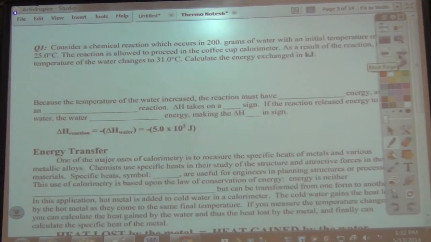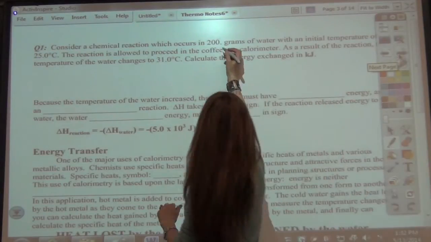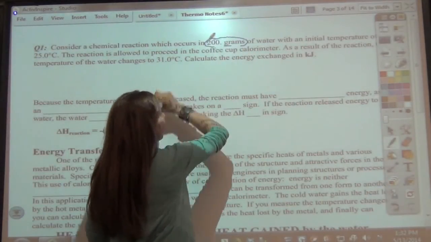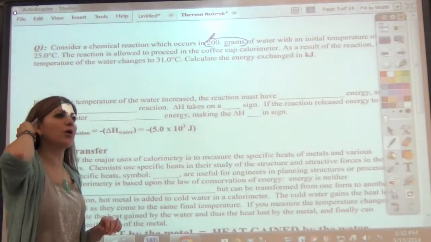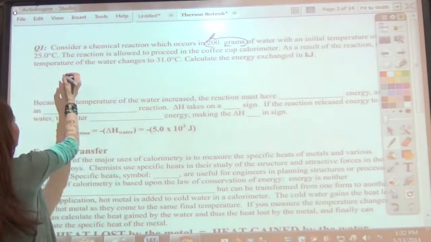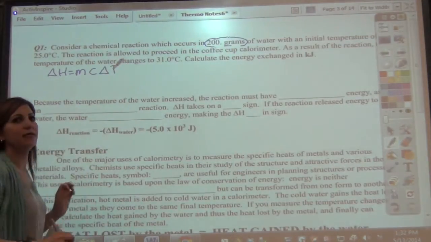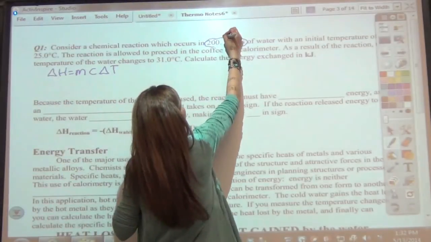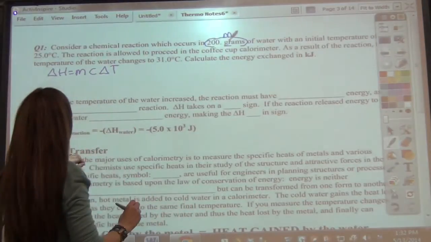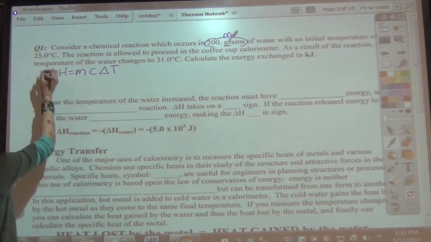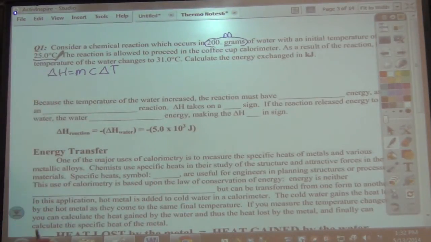Okay, let's just try one question here. Consider a reaction which occurs in 200 grams of water. We did this in the last unit. So what do you think this 200 grams would be representing in delta H equals MC delta T? Mass. Awesome. So that's going to be our M. With an initial temperature of 25 degrees Celsius, is that your delta T? No. Why not?